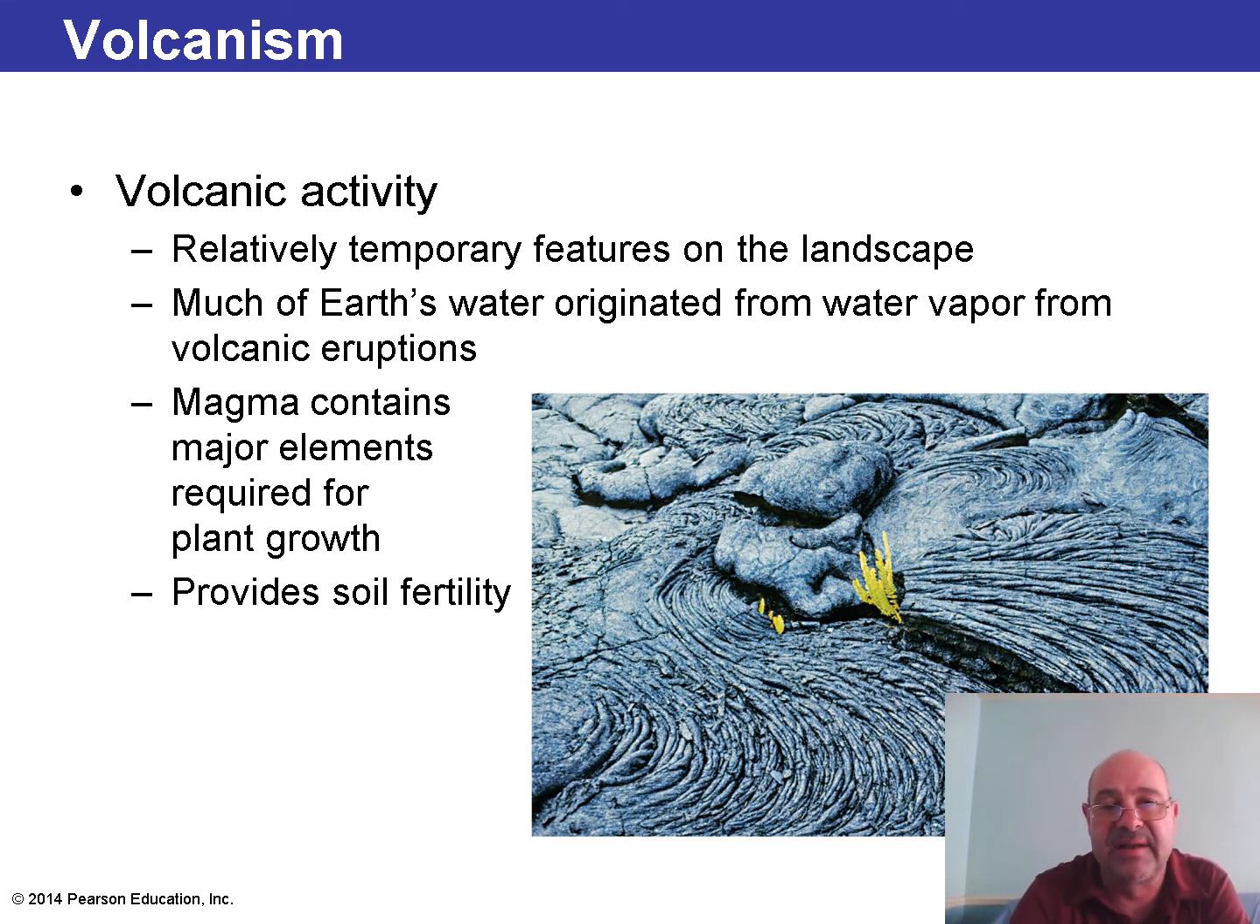Volcanic activity, relatively temporary features on the landscape, and that's because they go boom or they move. Subduction changes. There's a whole bunch of things that change whether a volcano is a volcano and when it is active or dormant. Much of the Earth's water originated from water vapor from volcanic eruptions. You got to remember, when these things erupt and spit all that material in the stratosphere, you're talking sulfur, you're talking carbon, you're talking everything, water vapor.